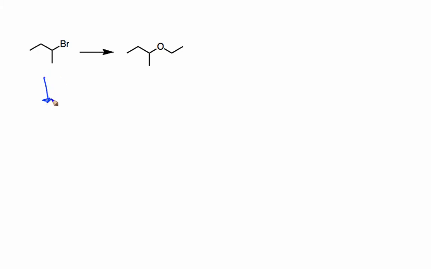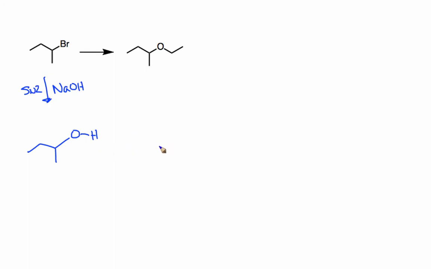So what we can do first is treat this alkyl bromide. We'll just do sodium hydroxide to affect an SN2 reaction. That gets us an OH group in place of the bromine. So that's how we install this first oxygen, which is going to make up our ether.